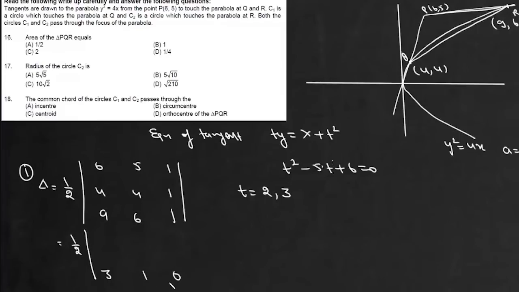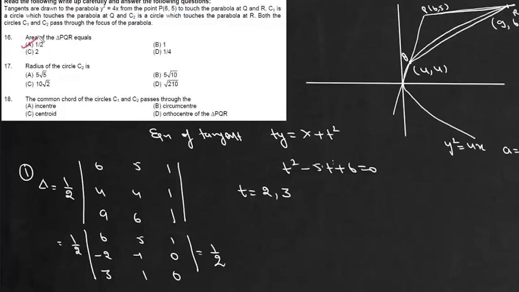It will be this 3, 1, 0, and the second from first, then it will be this minus 2, minus 1, 0, and then it will be this 6, 5, 1. Now we expand it, we'll get this as minus 2 plus 3. So this is 1 by 2. So the value of this area is 1 by 2, and that's your option A. So the area of triangle PQR is this option A.